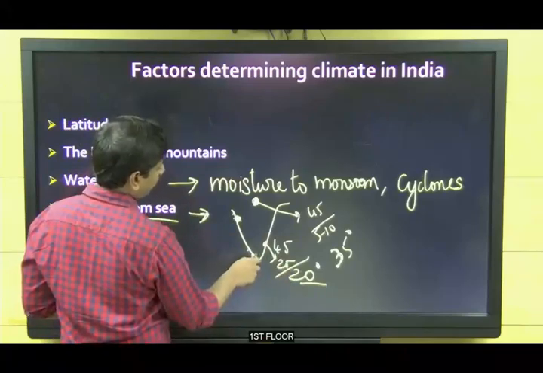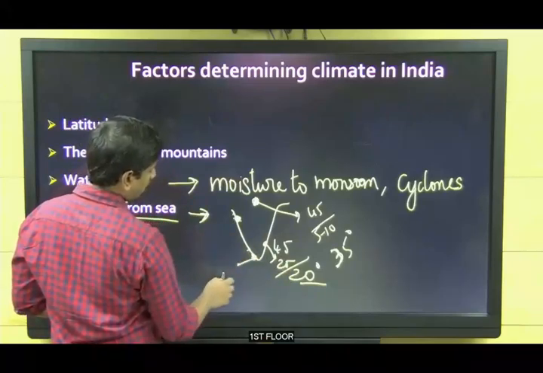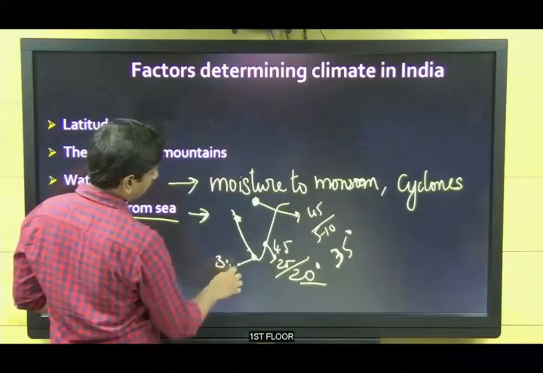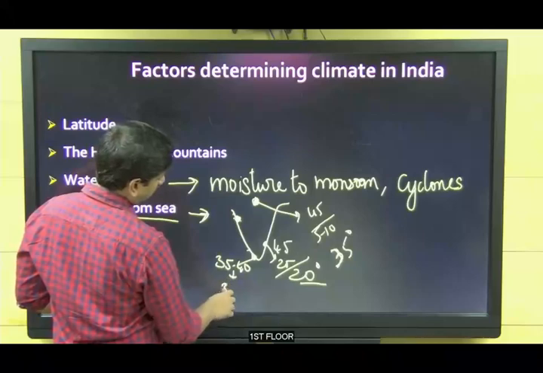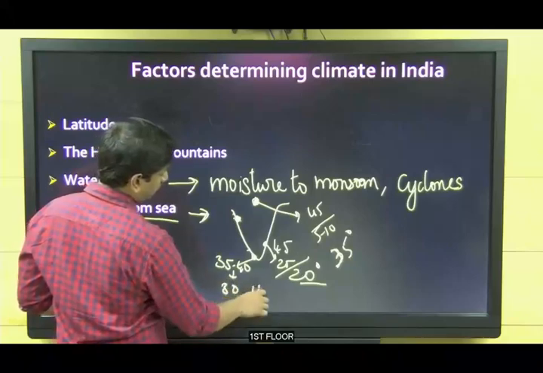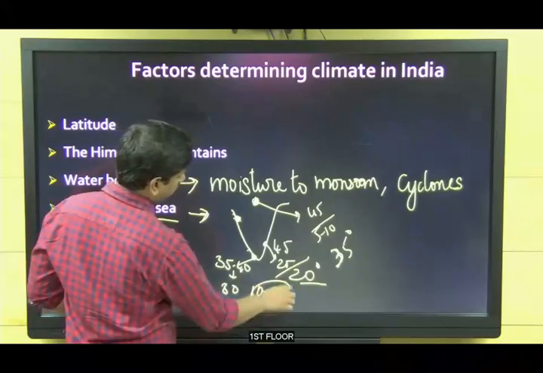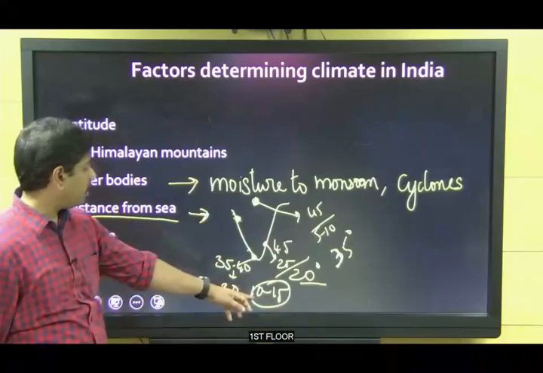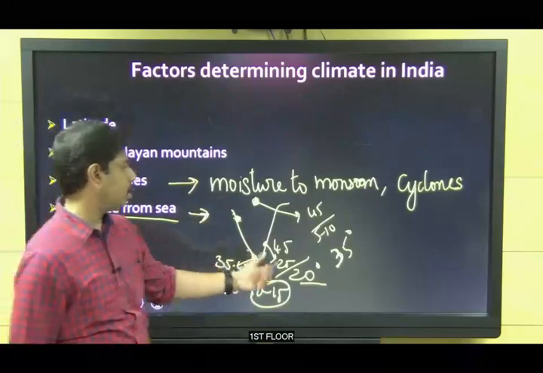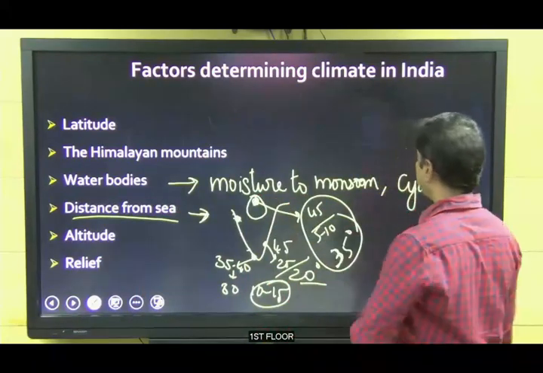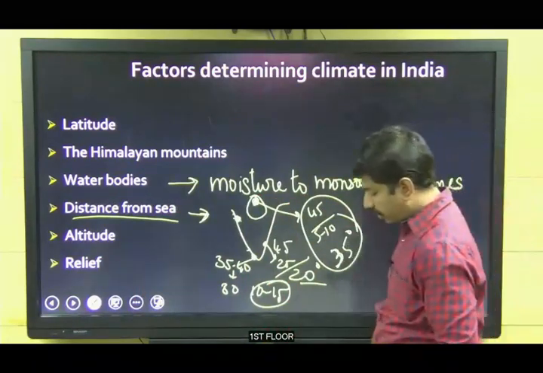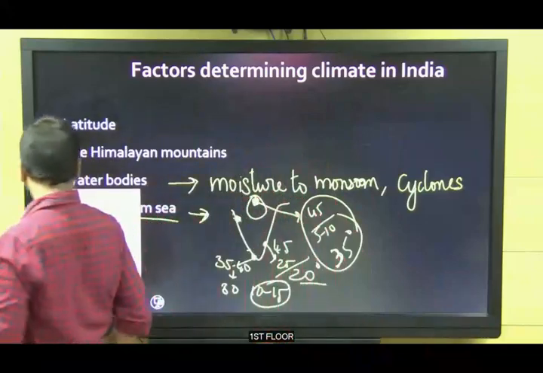If you take Trivandrum and all, the summer would be 35 to 40, the winter would be 25 to 30. So the range would be 10 to 15. Okay, the range is very less in case of coastal region, but in case of interior places like Delhi, the range of temperature between summer and winter will be very high.